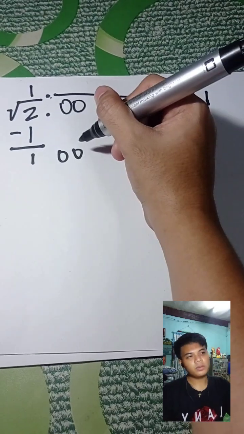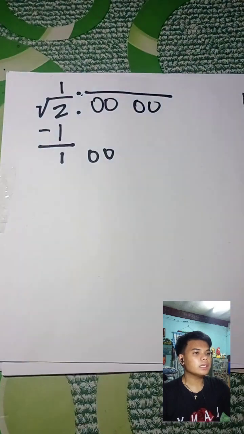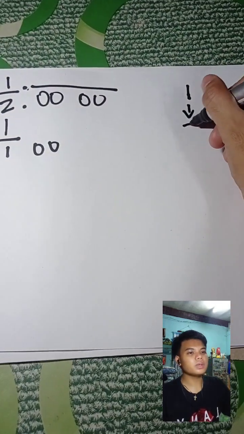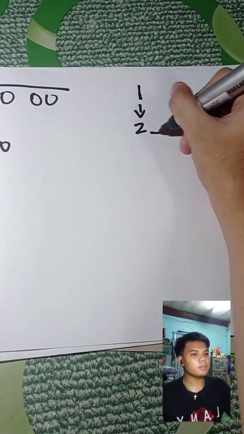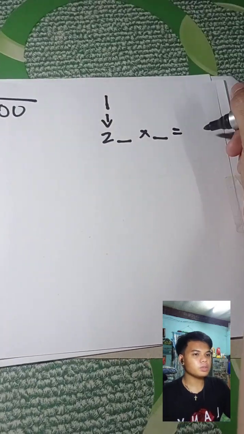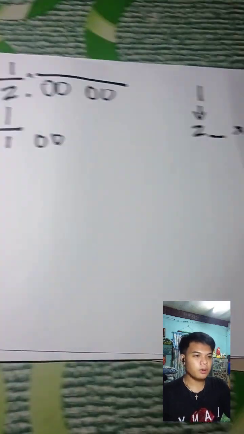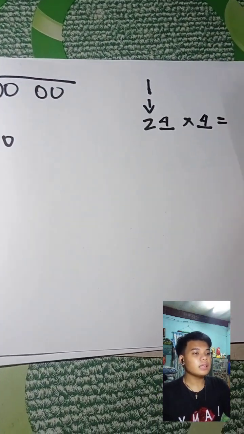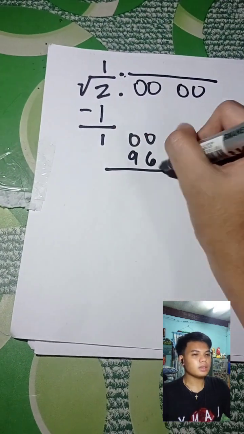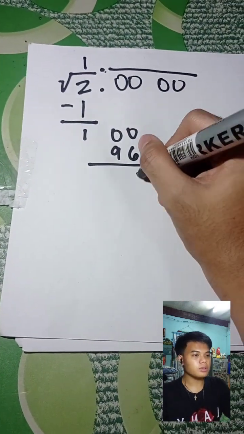At the side, we need to double the first digit that we got, which is 1. So we double it, and we get 2, then put a blank so we can get a number closest to 100. Using trial and error, we chose 4 because we can get 96 using 4, and it is the closest number to 100. So subtract it, and we get the answer 4, and then pull down 2 zeros.